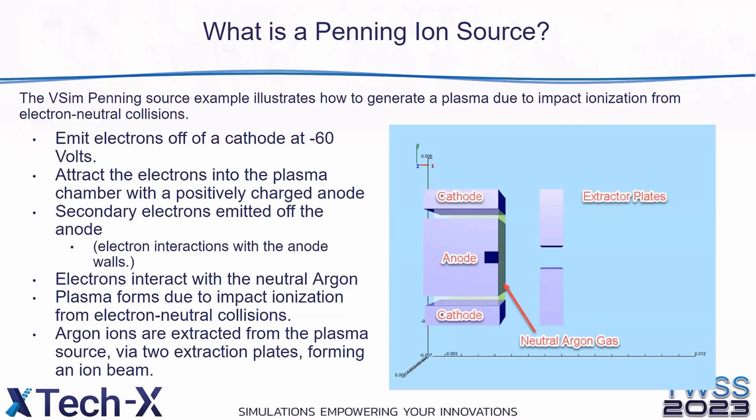These electrons, both the primary and secondary electrons, interact with the neutral argon, and this forms a plasma due to impact ionization from the electron-neutral collisions. And eventually, this bath of argon ions are then extracted from the plasma source via two extraction plates, forming an ion beam. These extraction plates are over here on the center of the image.